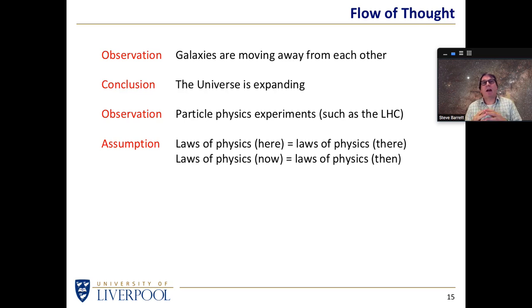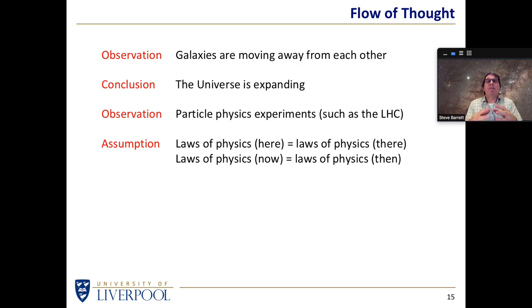And they're the same for Alpha Centauri. And they're the same for the Andromeda Galaxy. And they are the same for a galaxy sitting at the other edge of the observable universe, tens of billions of light years away. The other assumption we have to make is that the laws of physics now are the same as the laws of physics then.